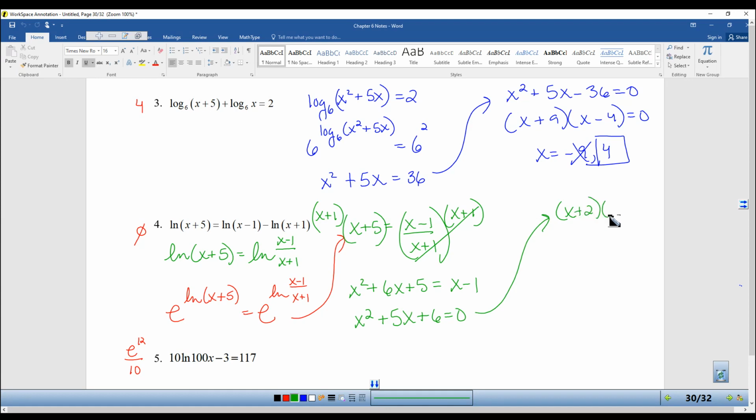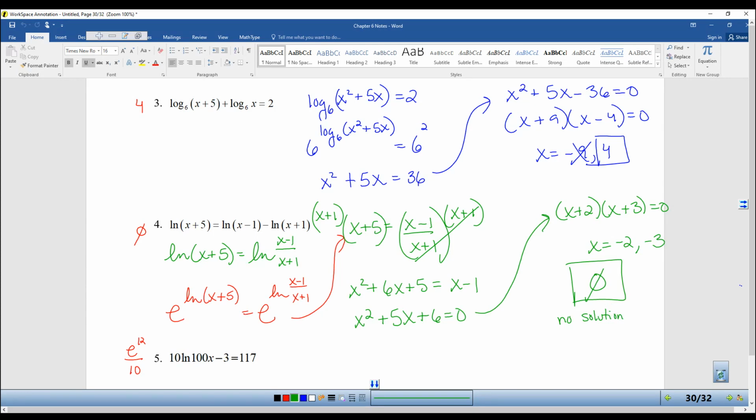x plus 2 times x plus 3 is equal to 0. x is either equal to negative 2 or negative 3. And unfortunately, both of those answers will cause you to get no solution. That's the symbol for no solution.